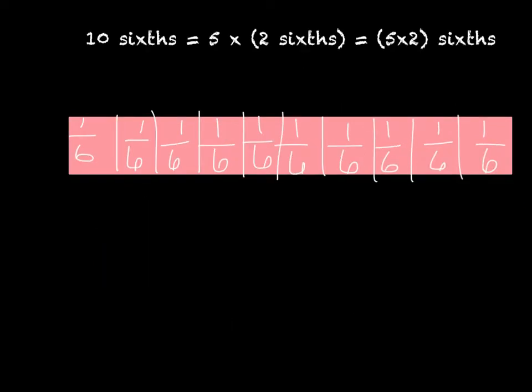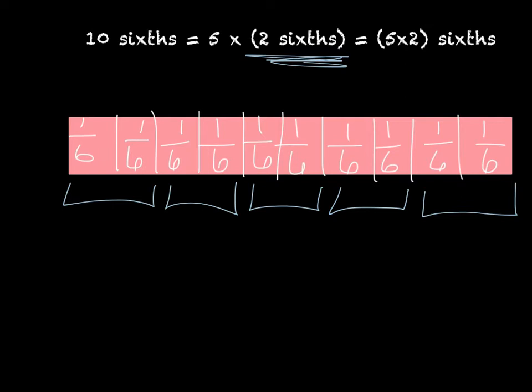For the next problem, we have to prove that 10/6 equals 5 times 2/6. So I already have a tape diagram drawn with 10/6. Now, since it says groups of 2/6, I'm going to break it down that way. So you can see I'm just sectioning off groups of 2/6. And now I'm going to count how many groups I have. So 1, 2, 3, 4, 5. So that shows that it is true.